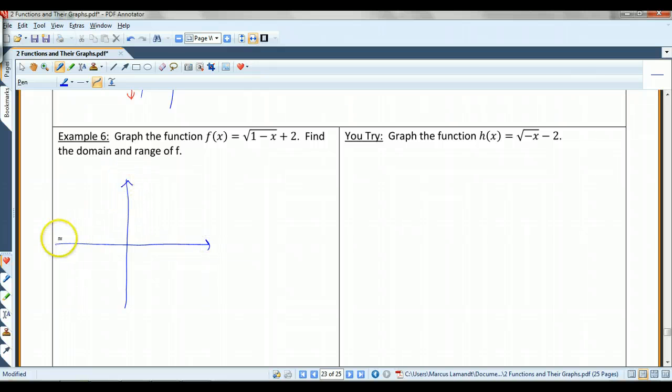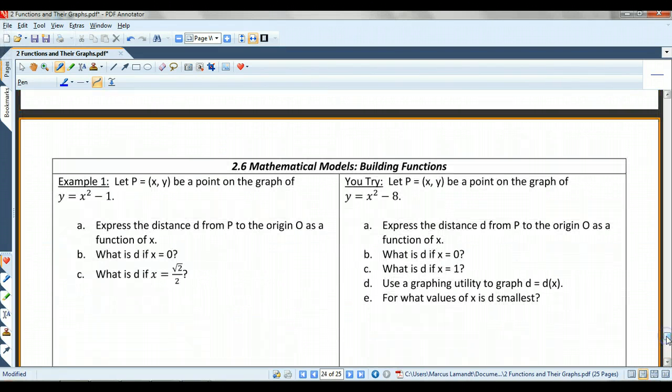When you graph this, you guys know that root x looks like this. I'm going to add 2 outside the parentheses, add 1 inside the parentheses, and the x is negative. So it looks like this. The domain is negative infinity to 1, including 1, and the range is 2 to infinity. Okay? And that's it for this section.